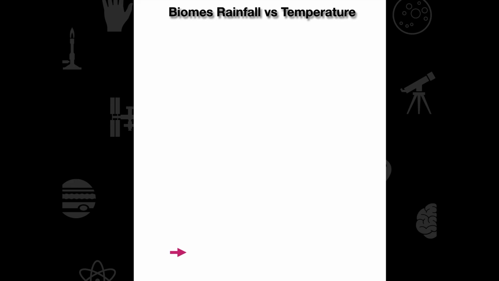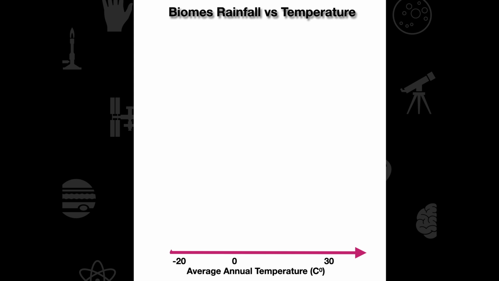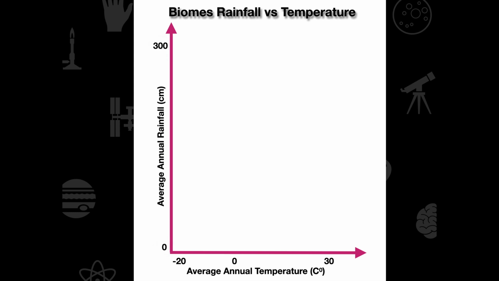If we look at this infographic here, we can see biomes, rainfall versus temperature. On the x-axis, we can see average annual temperature, and that goes anywhere from negative 20 degrees Celsius all the way up to 30 degrees Celsius. And then on the y-axis, we can see average annual rainfall in centimeters. Now we're going to see different biomes depending on the rainfall versus temperature.